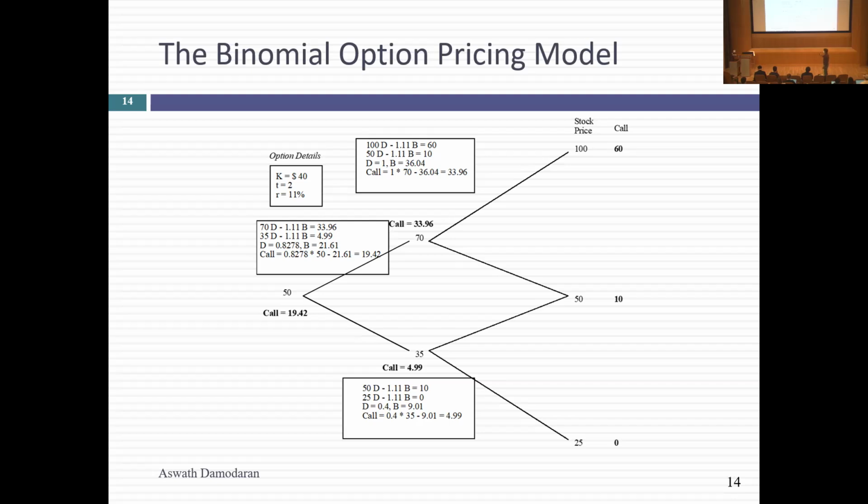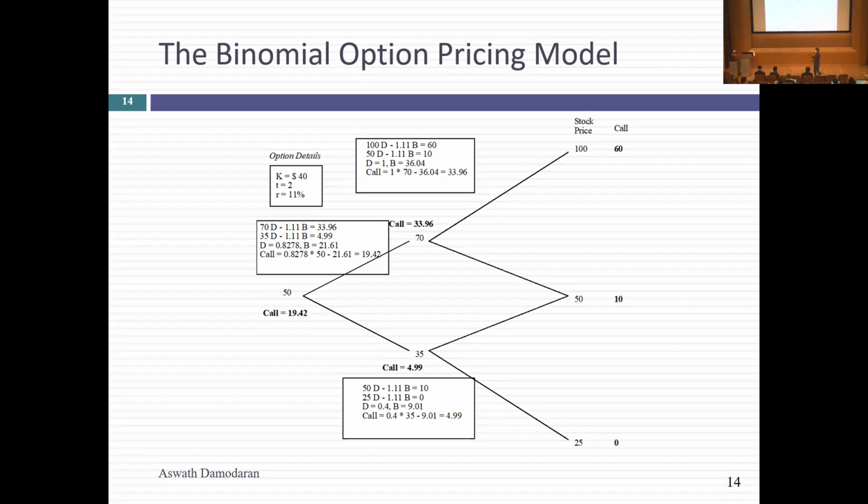I'll repeat that process. The stock goes to 35. I solve for the equations. And it turns out that borrowing $9.01 and buying 0.4 shares of stock, and don't ask me how you do that, but let's say you could, will give you exactly the same cash flows as a call. That position will cost you $4.99. And by extension, by arbitrage, the call has to trade at $4.99.